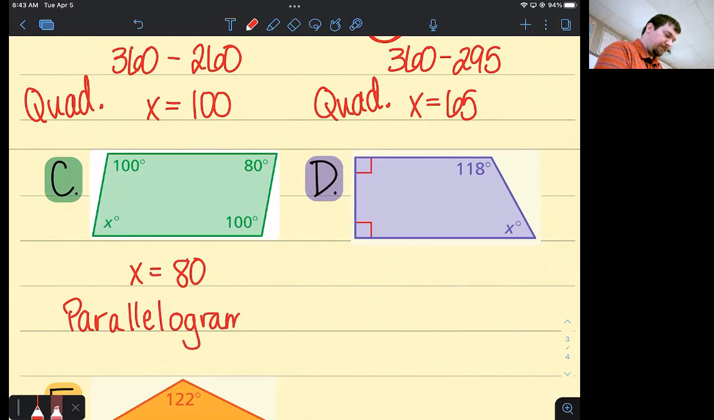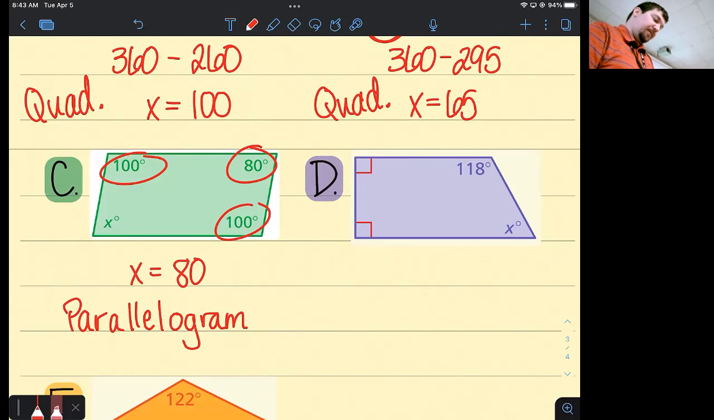P-A-R-A-L-L-E-L-O-G-R-A-M. It's a parallelogram. Now, remember parallelograms have opposite sides that are equal. What allows that to happen is having opposite angles that are equal. And so if you have an 80-degree angle on the top right, the bottom left angle has to be 80 degrees as well. Now, if you did 360 minus 100, 180 is 280, you're still going to get 80 degrees. But this is a parallelogram, and so that's always going to be true about parallelograms.